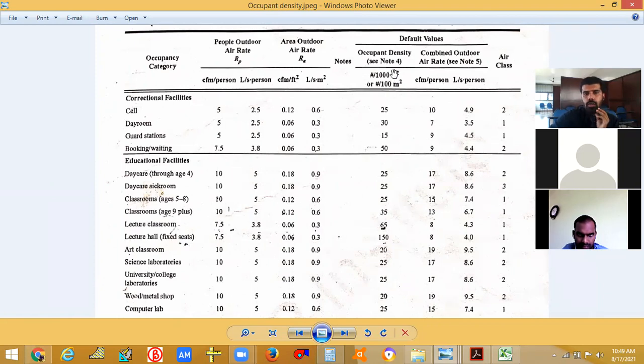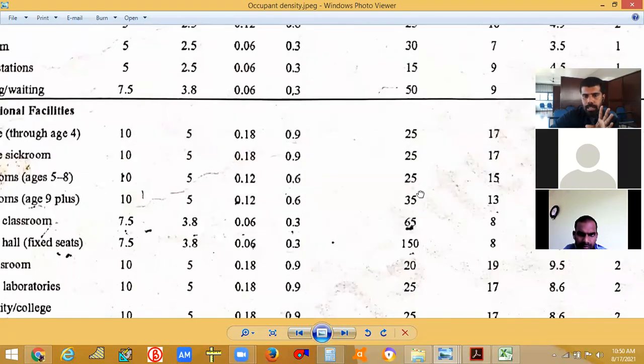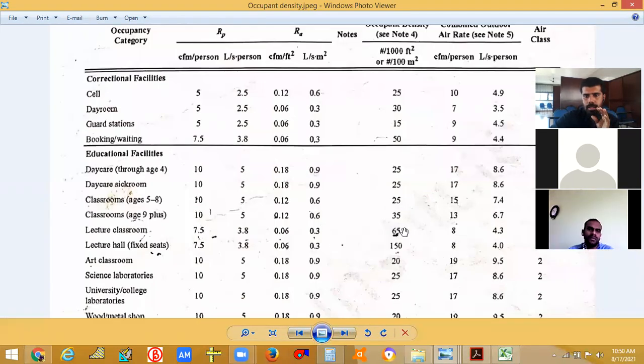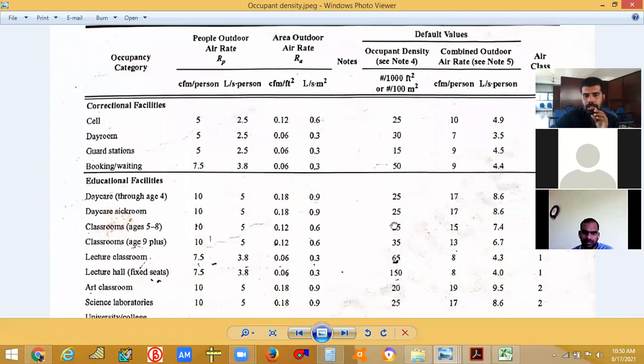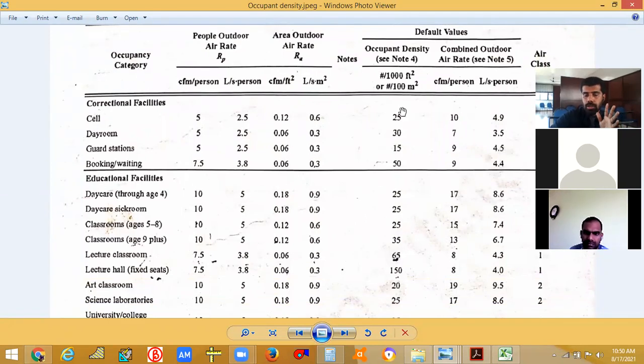This occupant density is shown for 1000 feet square or 100 meters square. 100 meter square is almost 1000 feet square. So for my lecture classroom, what is my occupant density for 1000 feet square? It is 65. Correct. For my lecture classroom, the number of people is 65 for 1000 feet square. So what is the actual area of my classroom? It is 900 feet square. Correct.